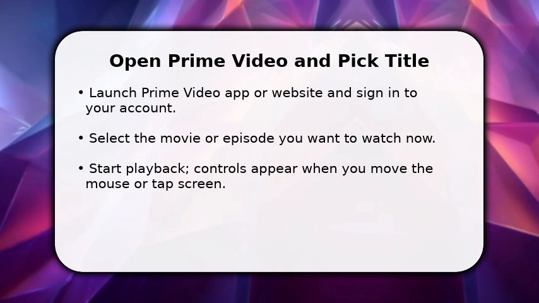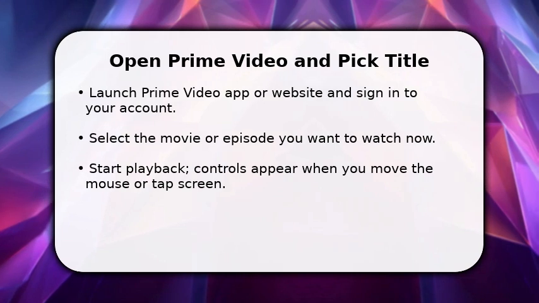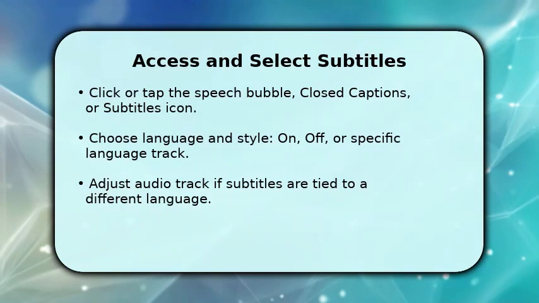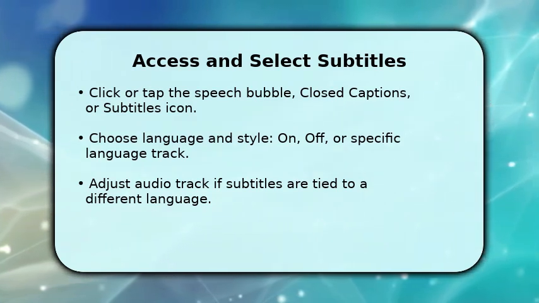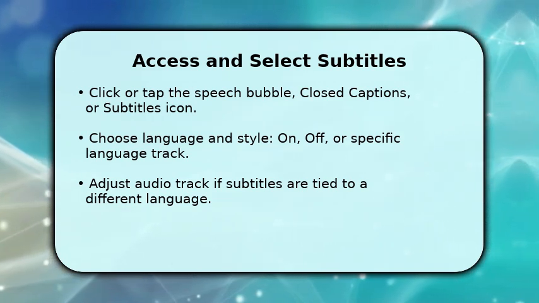If you're on a smart TV or mobile, press the remote or tap once to surface the overlay and prepare to change subtitle settings. Now open the Subtitles menu by clicking the speech bubble or captions icon in the player. This lists available subtitle languages and caption options.